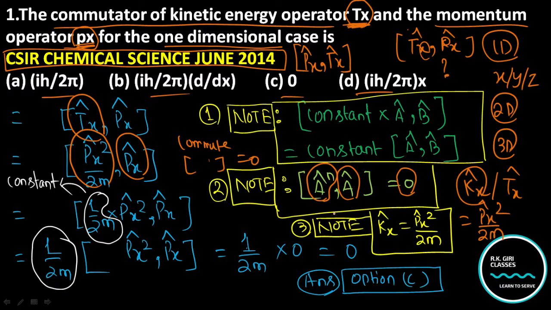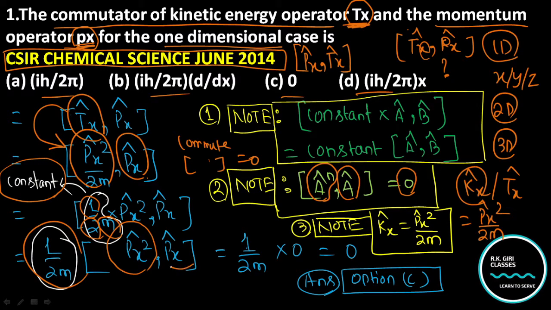How do I know this? I will go to the next slide and tell you, but before that, see this one: I represent Tx by Px square by 2m, and this is Px, right? Next you have 1 by 2m. This is a constant value: 2 is a constant, 1 is a constant, and m is mass. Mass is a constant quantity, and a constant has nothing to do with the commutator operation. So you take this constant outside, then you have a total of 2 operators, that is Px square and Px, right?